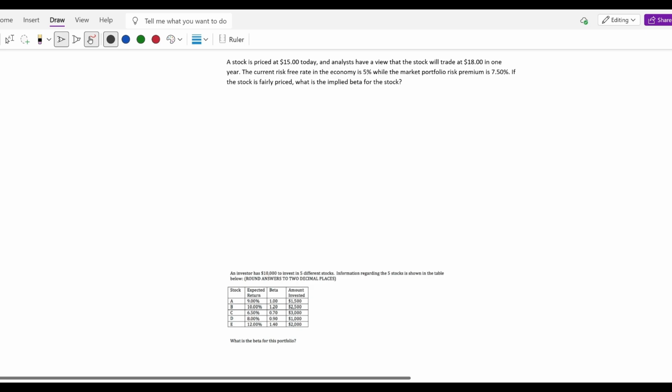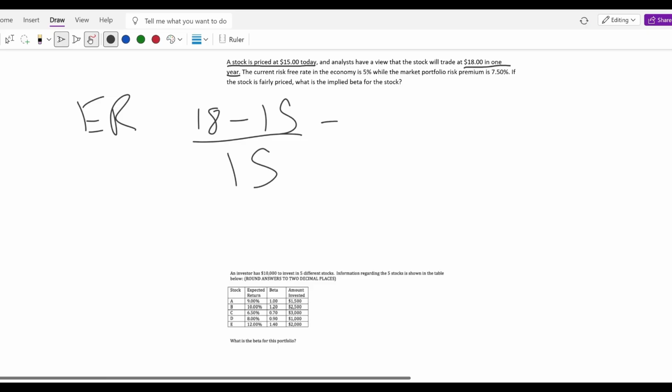We first find the expected return, which is what is going to be in the future. So it's going to trade at $18 in 1 year. So 18 minus what it's trading at today, which is 15, and you'll use that 15 twice. And that equals your 20% if you put that into a calculator. So that's the expected return, what an analyst or someone that came up with a valuation expects the stock to return over the next year.